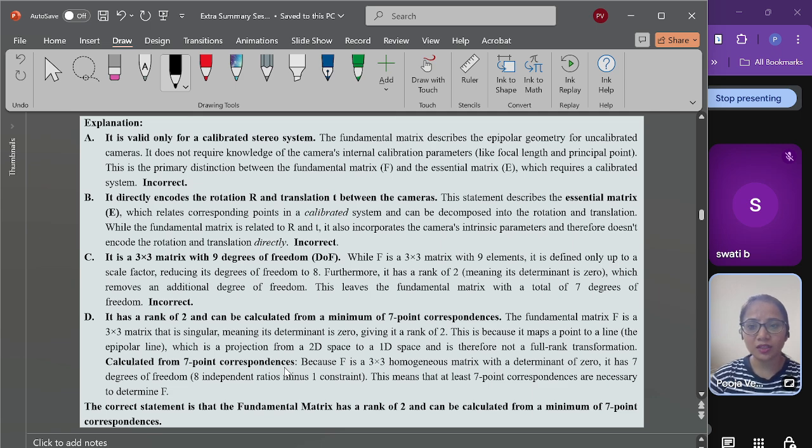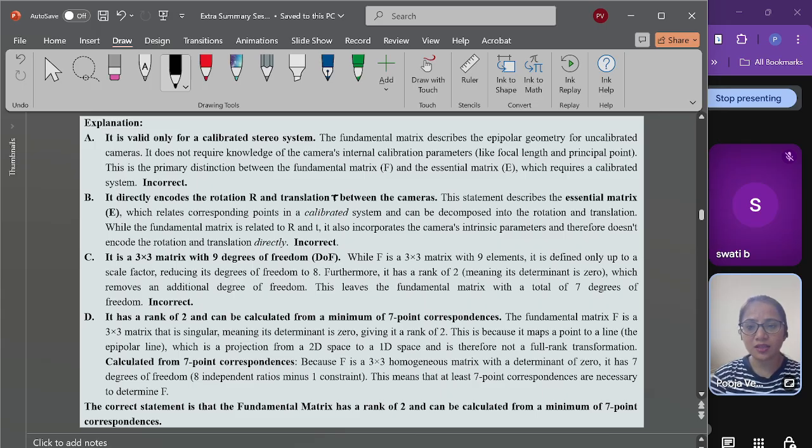Our next option is it directly encodes the rotation R and translation T between the cameras. This statement describes the essential matrix, which relates corresponding points in a calibrated system and can be decomposed into a rotation and translation. While the fundamental matrix is related to rotation and translation, it also incorporates the camera's intrinsic parameters, therefore it does not encode the rotation and translation directly. So it is also an incorrect statement.